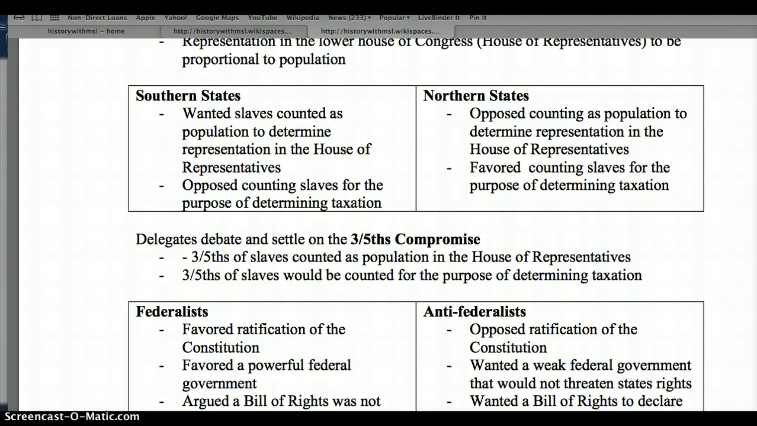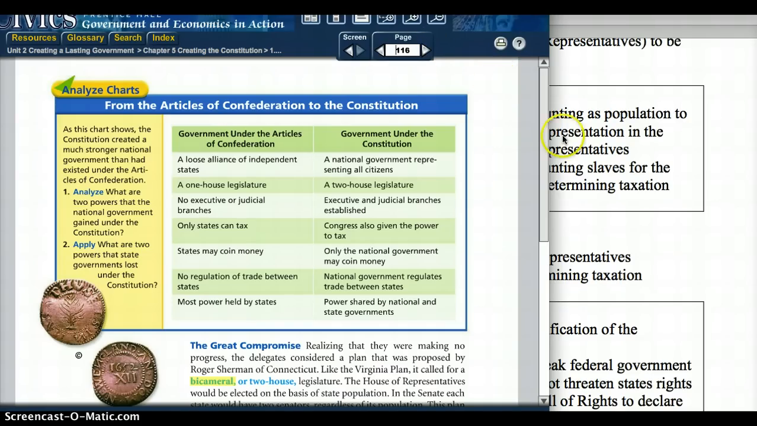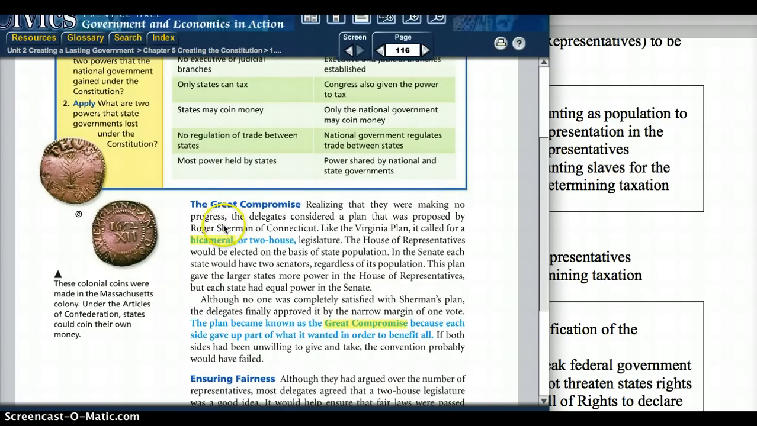Again, if you want to use your textbook, go back into my book, turn the page. We have more details on the Great Compromise.